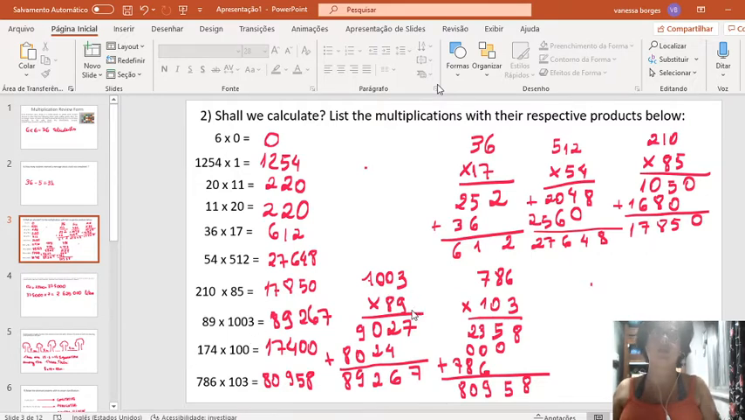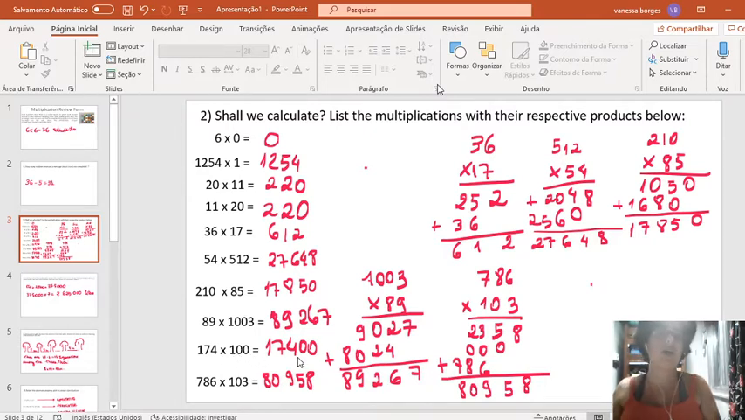The other, 89 times 1003. 1003 times 89. Why did I change? Because it's easier to make the multiplication like this. And this multiplication gives me 89,267.